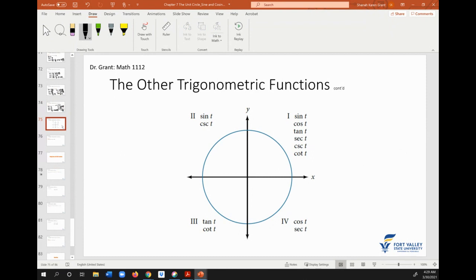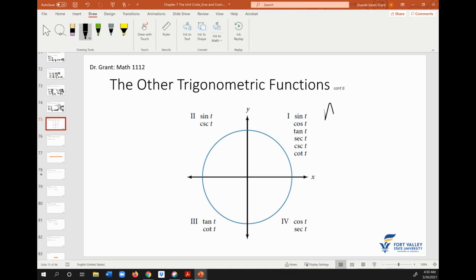Alrighty, so there's something that we want to note about the six trig functions. In the first quadrant, all functions are positive. In the second quadrant, the only functions that are positive are sine and cosecant, of course cosecant because it's the reciprocal of sine. In quadrant 3, the only functions that are positive are tan and cotangent, because of course they're reciprocal functions. And in the fourth quadrant, the only functions that are positive are cosine and secant.